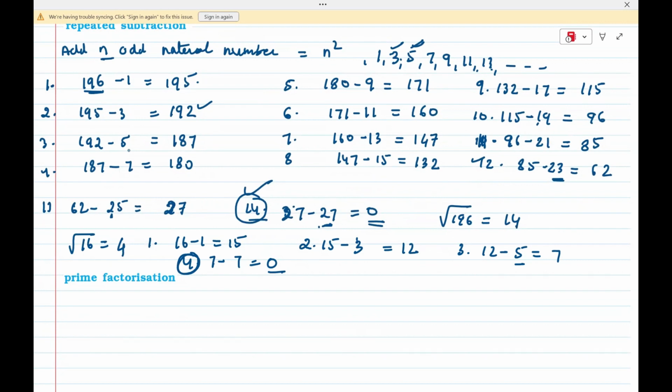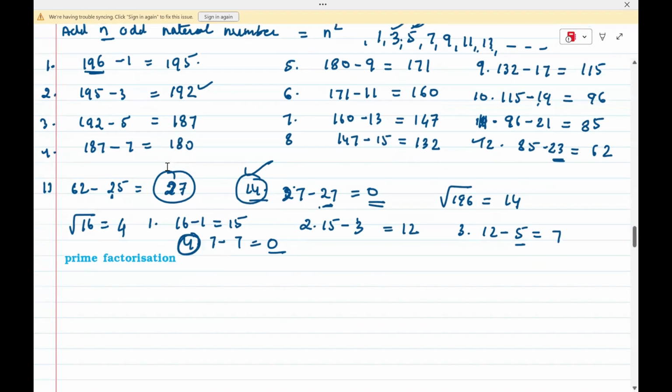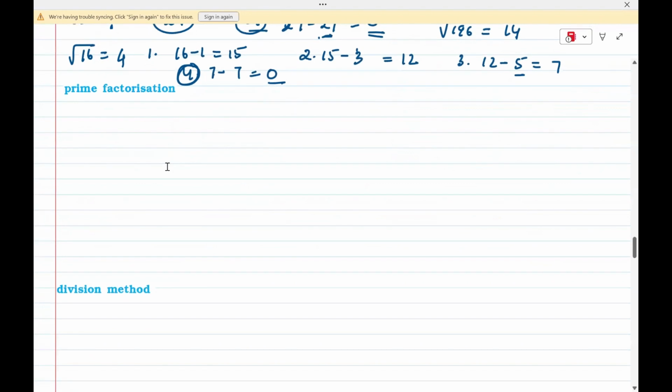Understood? Like that, I will give you a few questions from the exercise to practice it. And it is quite easy. The only problem with this method is while subtracting, we may make mistakes like I have done over here. Correct? In place of 27, I wrote 37. So that can happen. Now coming to the second method, which is prime factorization.